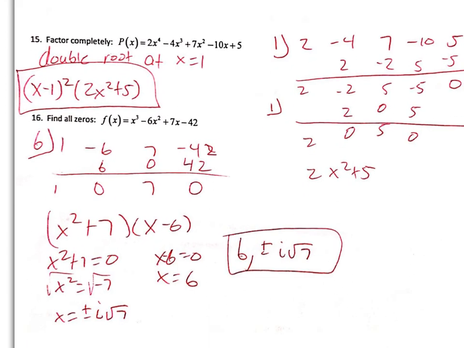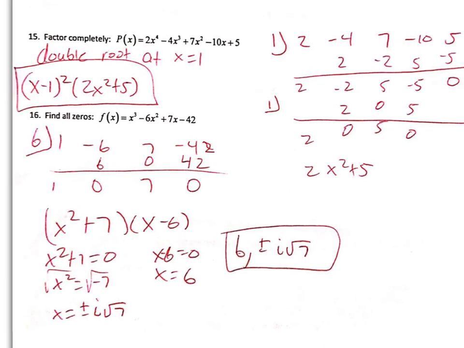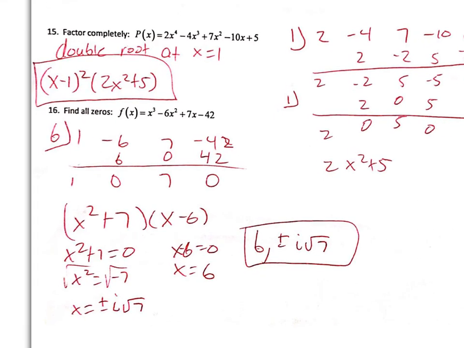Factor completely. When I graphed that, there was a bounce at 1. So I knew there were at least 2 roots at 1. So I used 1 twice. I did synthetic division, got my answer, used synthetic division again with the number 1 both times. At the end of the day, I got 2x squared plus 5, so I knew there were no more real roots. And we were completely factored at that point.